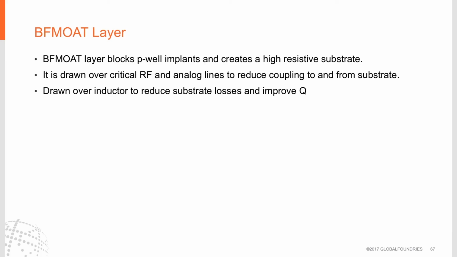For noise and isolation, we offer a BF moat layer which blocks PO implants and creates a high resistive substrate. This is drawn over critical RF and analog lines to reduce coupling to and from the substrate, and sometimes drawn over inductors to reduce substrate losses and improve the Q.